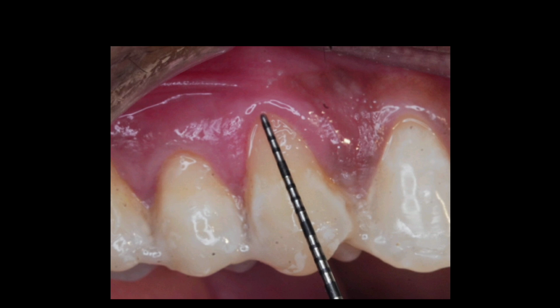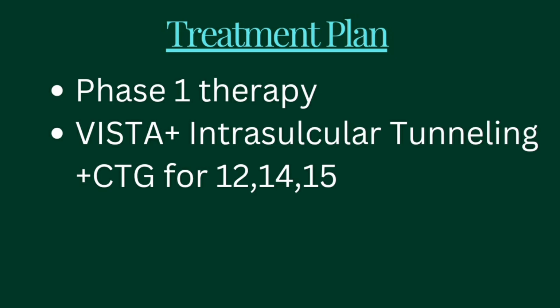The treatment plan for recession with 1-2, 1-4, 1-5 includes starting with phase 1 therapy, where we do scaling, root planing, and shift the patient to an ultra soft toothbrush. Then, for the surgical option, we combine both techniques, that is VISTA and intrasulcular tunneling, and since the gingiva had a thin biotype, we thought of adding the connective tissue graft.